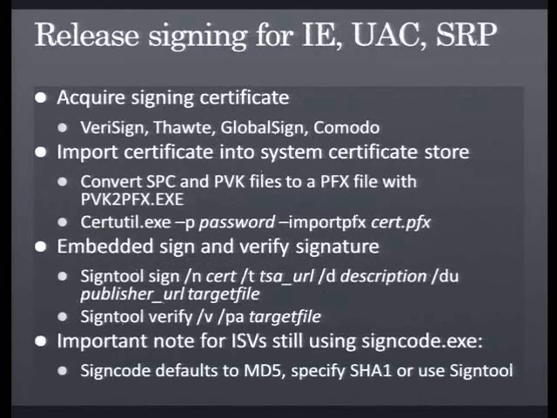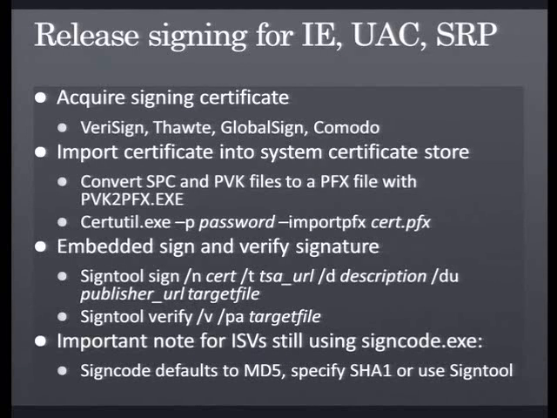Release signing is very similar to test signing, only this time you have to acquire a real signing certificate. Some examples of trusted CAs include VeriSign, Thawte, GlobalSign, or Comodo. You have to import the publisher signing certificate into your personal certificate stores on the signing machine. This can be done during the enrollment process, or some CAs will provide an SPC and PVK file or PFX file. You can convert SPC and PVK files to a PFX file, and then import the PFX file into the system certificate stores using certutil.exe, which ships on newer versions of Windows.